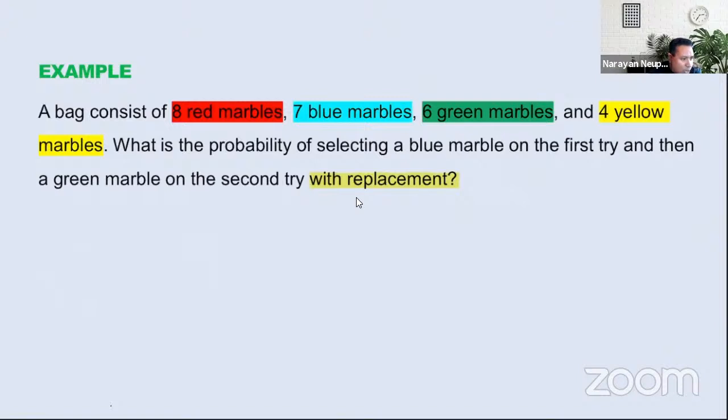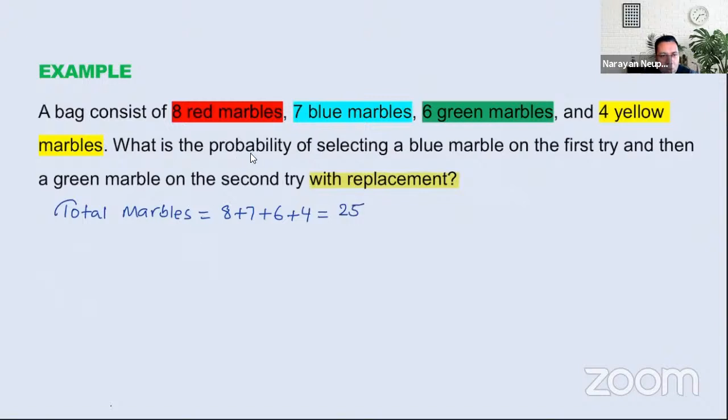Tell me, what is the total number of marbles? 25. Okay, 25. That is right. So total marbles is 8 plus 7 plus 6 plus 4. That is equal to 25 marbles.